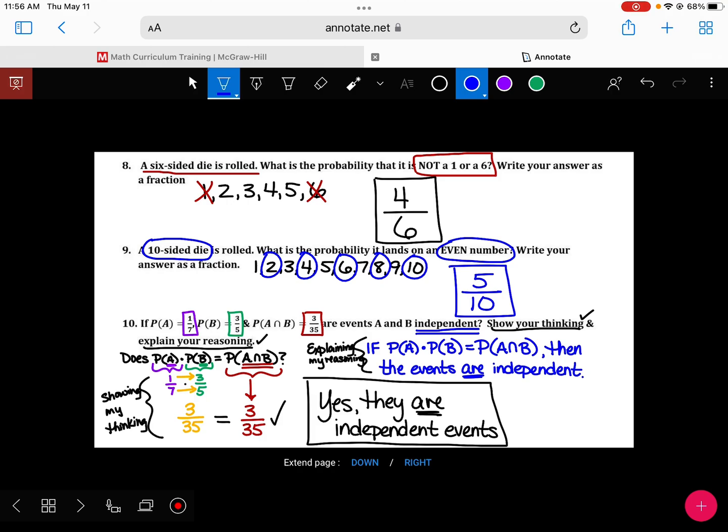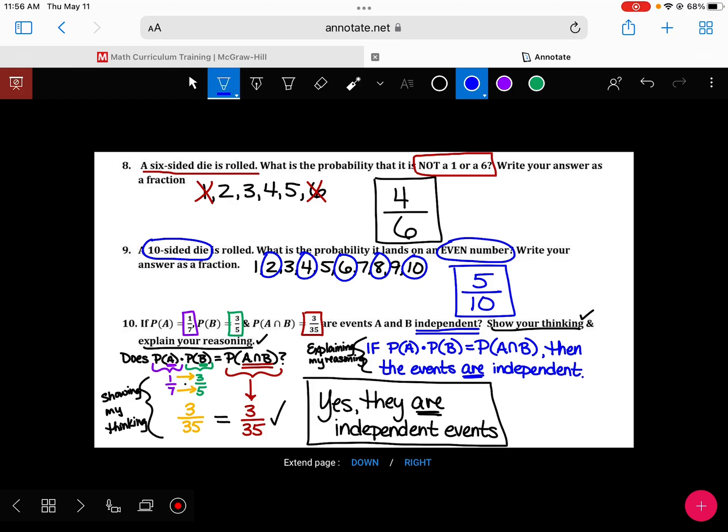Other answers that I would also accept here: if you said half of the numbers are even, so you had 1 over 2, I would accept that. For number 8, if you reduced that fraction and you wrote 2/3, I would still accept that as correct. You do not have to reduce your fractions with probabilities.